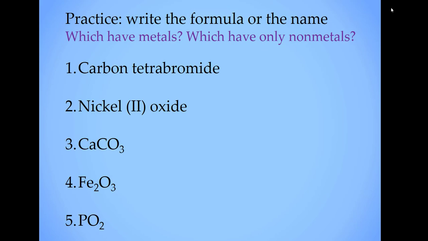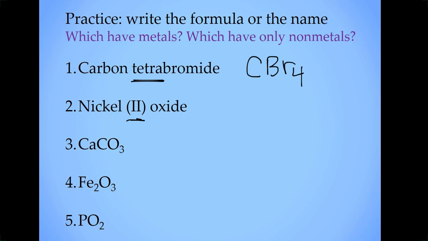Carbon tetrabromide, that tetra gives me a clue. And I can look up that carbon is not a metal and bromine is not a metal. So I just write how many they tell me to write. So CBr4. All right, let's look at this next one, nickel 2 oxide.